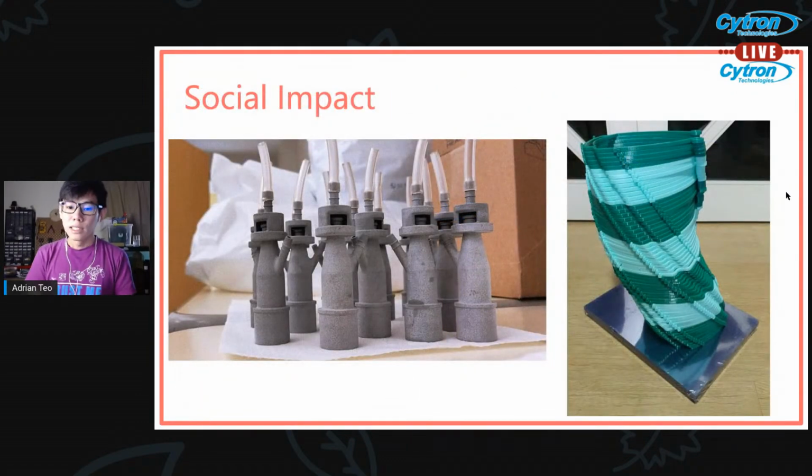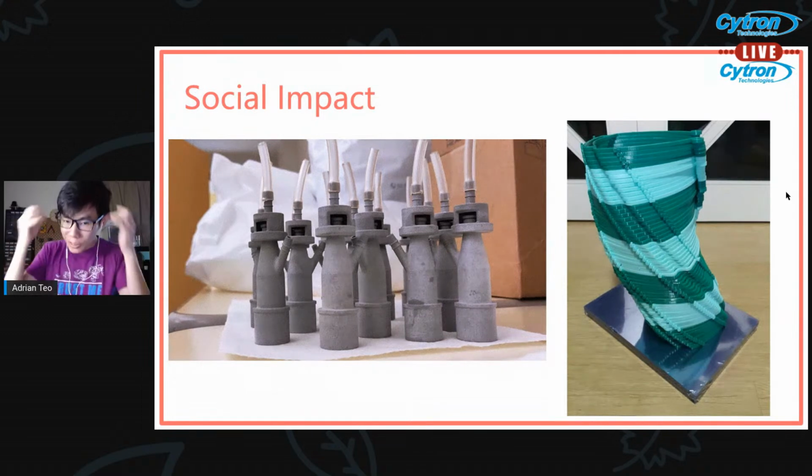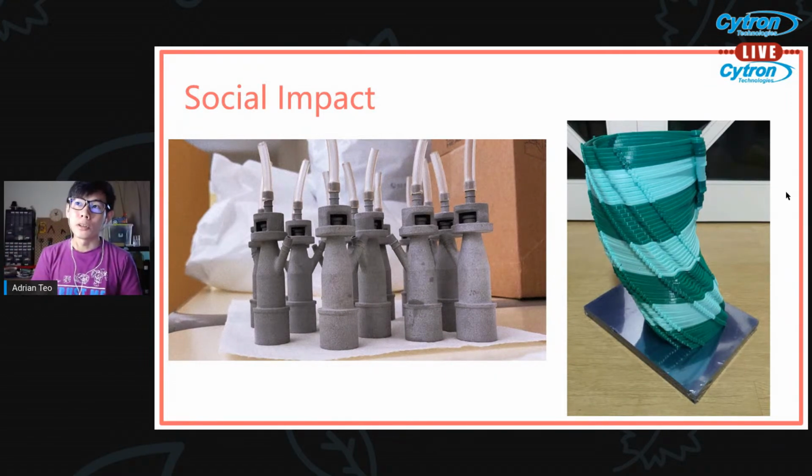Social impact. So like during the COVID time, a lot of makers, people with 3D printers, came out and started designing their own face shield bands to help support the frontliners. So these are just some of the examples of what a 3D printer is capable of helping with.